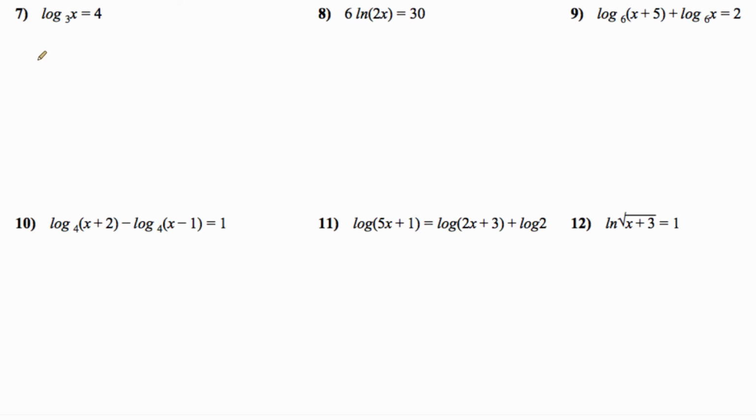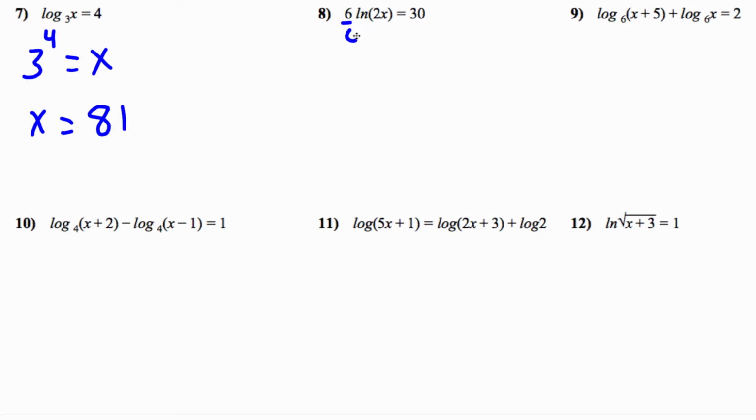On number 7, we start dealing with some logarithms. So we've got log base 3 of x equals 4. To solve this one, we're going to switch it over to an exponential. So the 3 becomes the base of the exponential, the 4 goes up as the power, and this equals x. And if we take 3 and raise it to the 4th power, we end up getting 81 as the answer for that one.